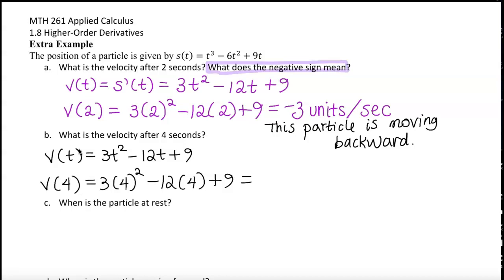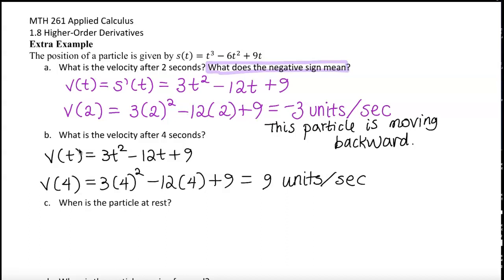Look at this guy. This one came out to be positive 9 units per second. Whatever the unit is, inches or meters or kilometers or miles, it's moving 9 units per second after 4 seconds. It's moving forward. It's moving toward a certain point that we're trying to get to. Okay, what about next? When is the particle at rest? What does that mean? Well, when is it not moving?